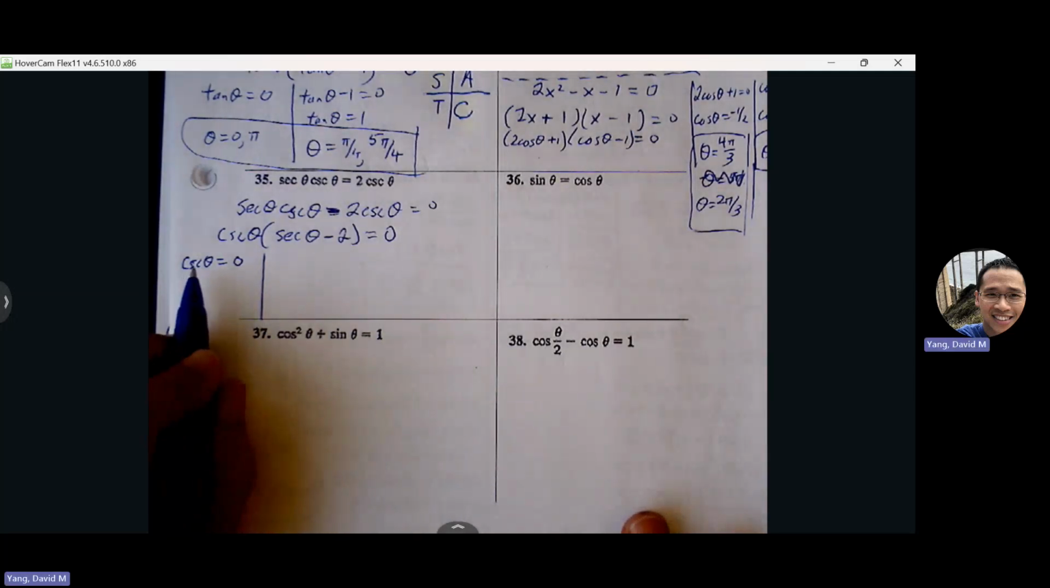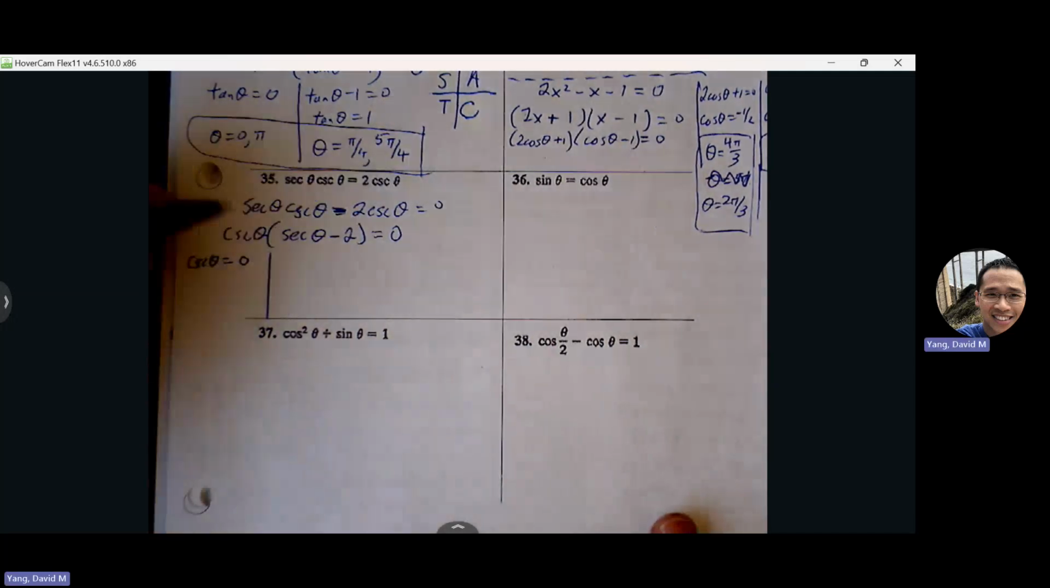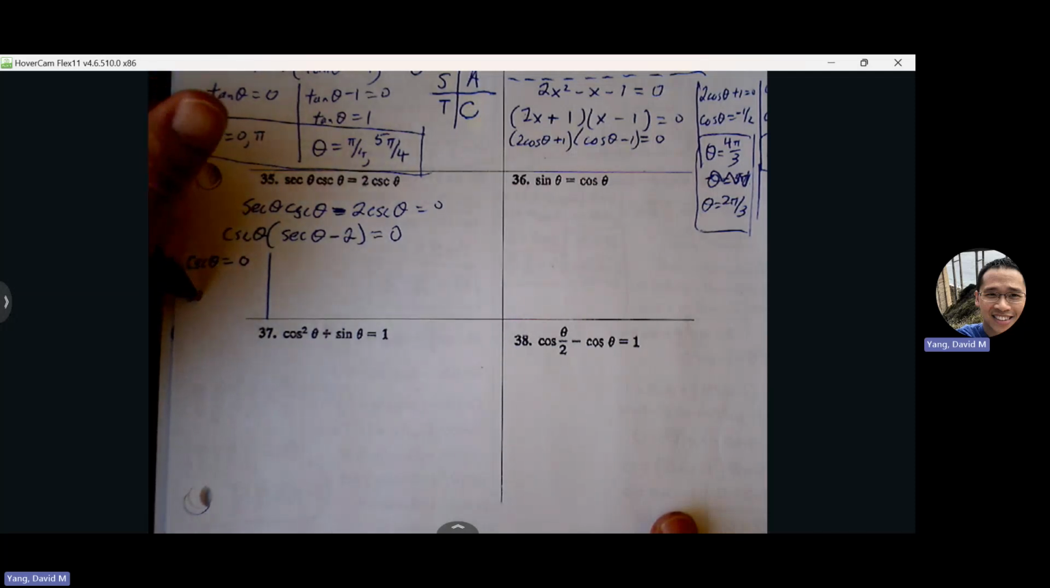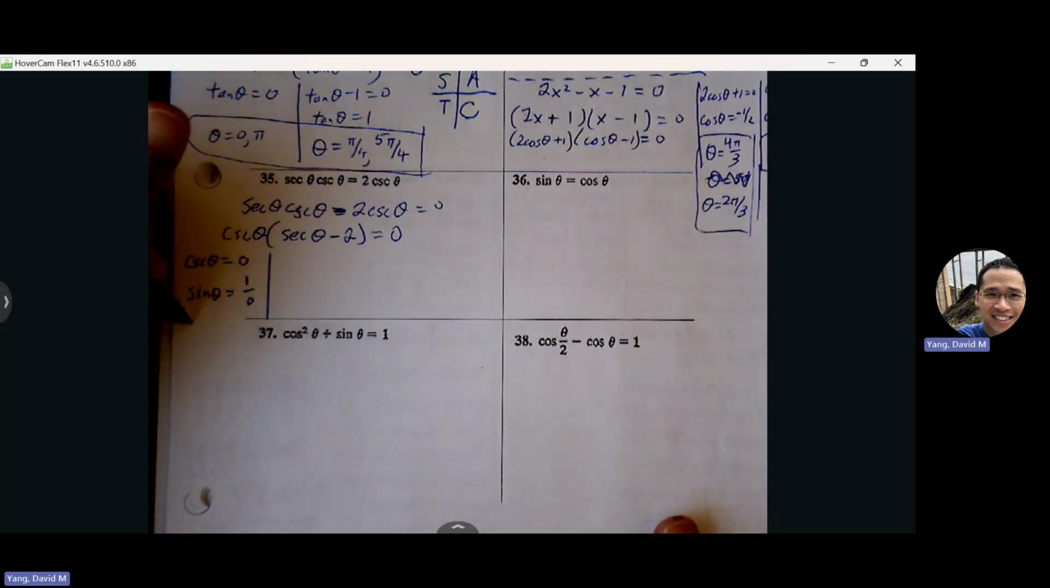So I like to think in terms of sine and cosine because it's easier than thinking in terms of the reciprocal. If I flip cosecant, it becomes sine. But if I flip 0, I get 1 over 0. And we know sine is never going to be equal to undefined. So we have no solution.